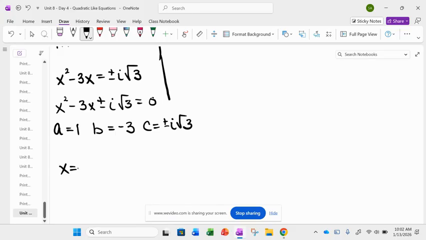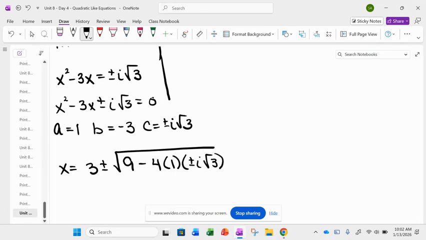So now x will equal negative b, so that's a positive 3, plus or minus the square root of b squared, which is 9, minus 4 times a, which is 1, times c, which is plus or minus i root 3, all over 2a, so that's all over 2. Everybody okay with how I've plugged in so far? Any questions on anything I've done?